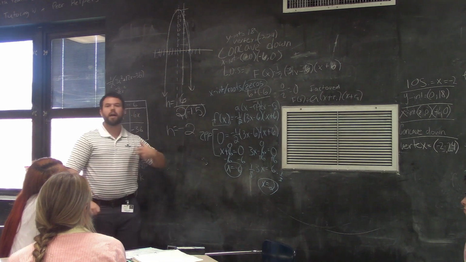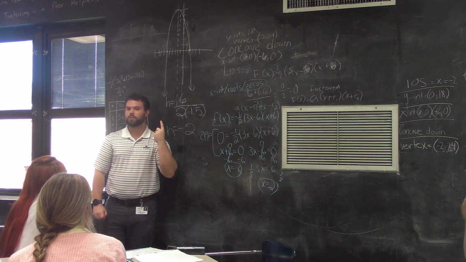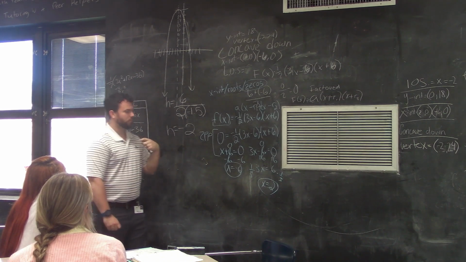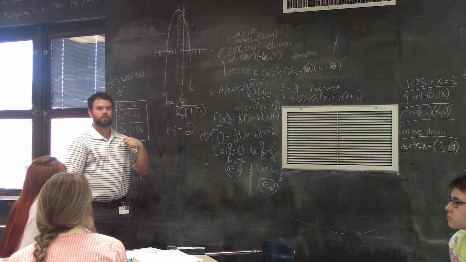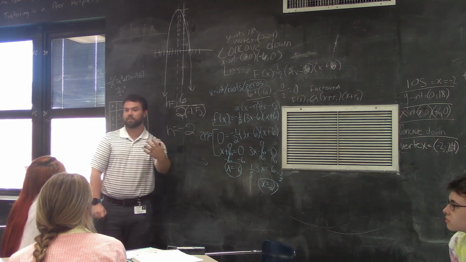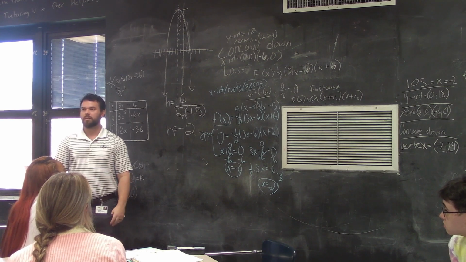Guys, when you have that factored form equal to 0, what are you going to use to find your roots? Factored form equal to 0. Zero product property. You got that factored form equal to 0, use your zero product property. We good with that?